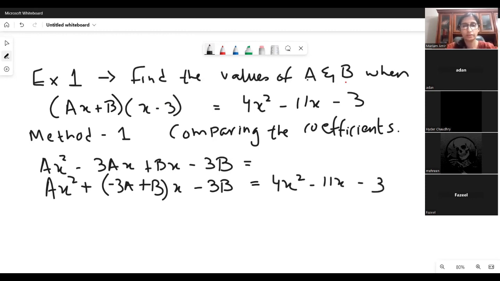And now all that is left to do is compare the coefficients. The coefficient of x square over here is a. The coefficient of x square over here is 4. Since there's an equals to sign in between, that means these two coefficients must be equal. So a equals 4.